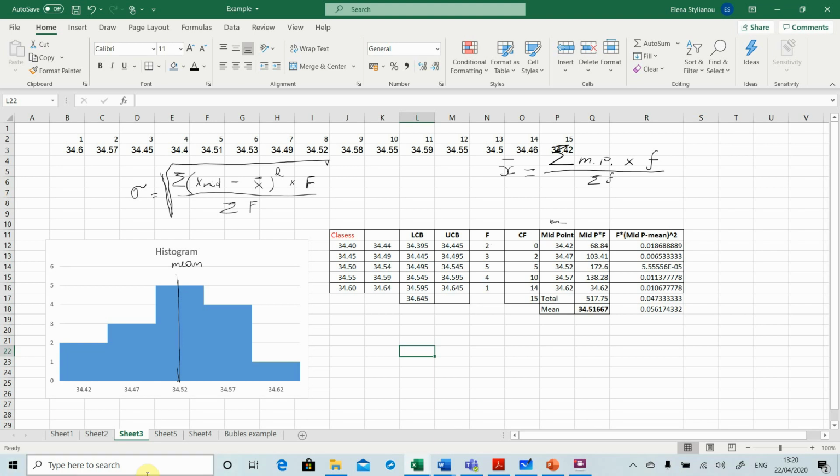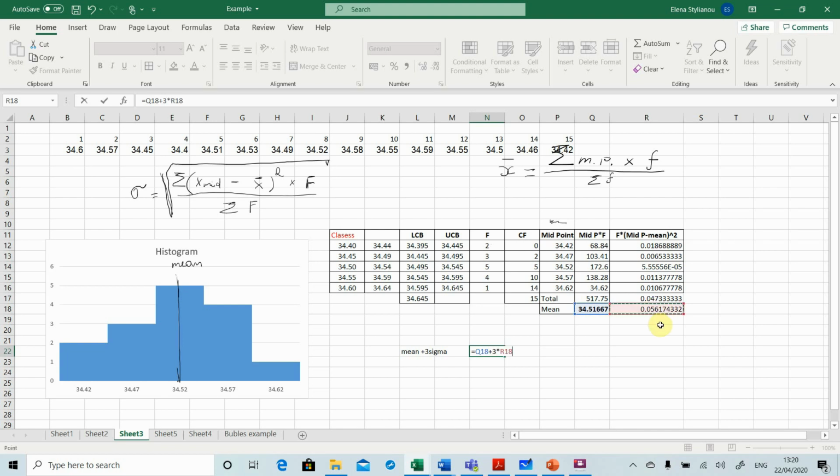Now, if you calculate mean plus 3 sigma, so equal to mean plus 3 times this value of standard deviation, what do we get? We get 34.68. Where is that? This is the midpoint, and 62, so 68 will be somewhere there.